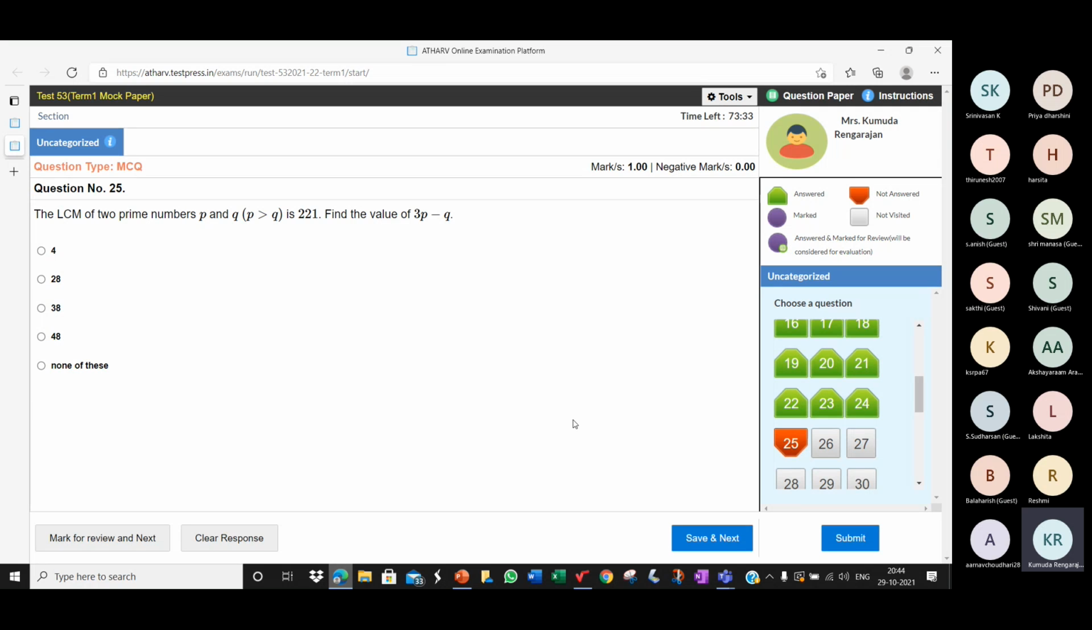Now, what is the value of P? It's given that P is greater than Q. So what's the value of P? 17, because P is greater. Which is greater of 13 and 17? 17. So P is 17. What is Q then? 13. Now find 3P minus Q. 38, ma'am. Okay.